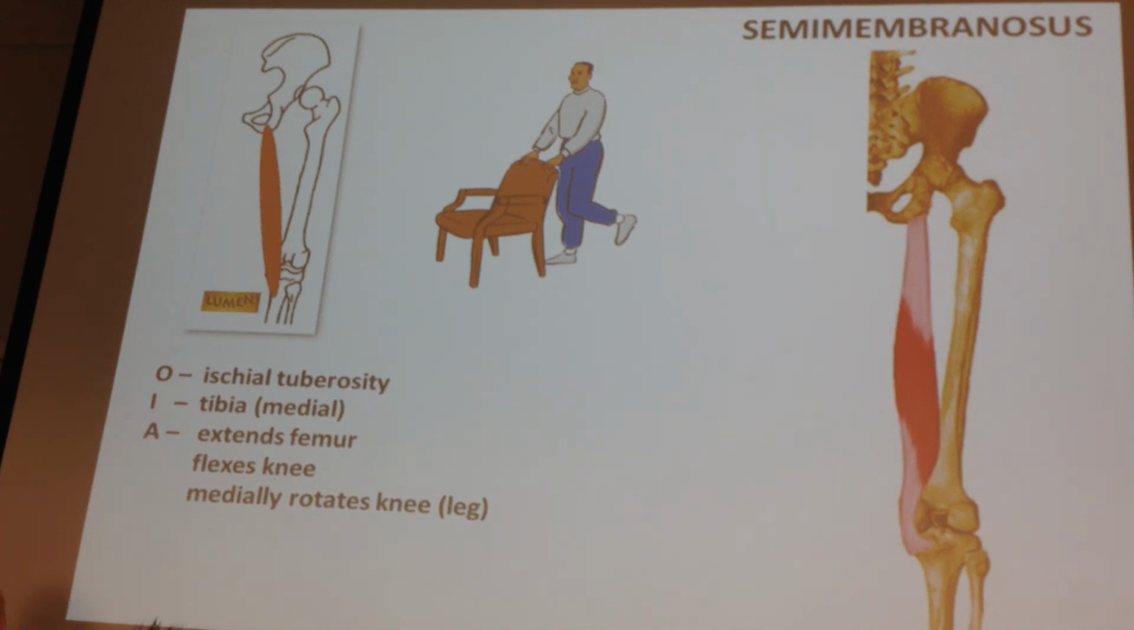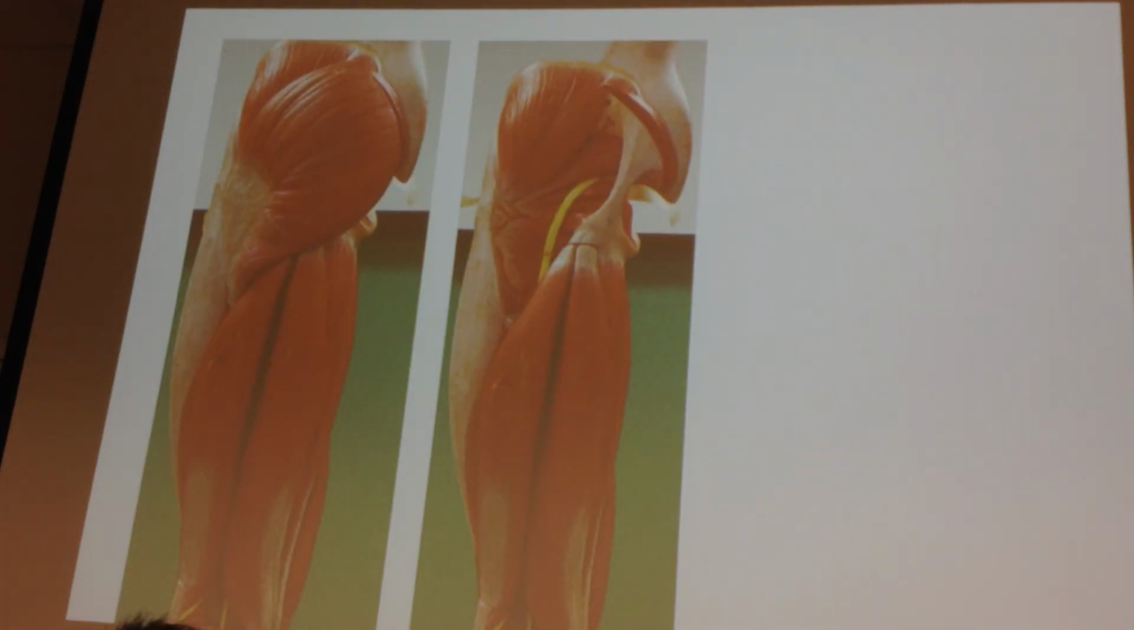Semitendinosus, tendinosus starts with T, and the tibia is our medial muscle. So semimembranosus and semitendinosus are medial. Same function though, they are going to extend the femur and flex the knee joint. And again, I've got the knee rotation up there, but I don't ask questions about that. So these three muscles are the ones that form the posterior thigh.